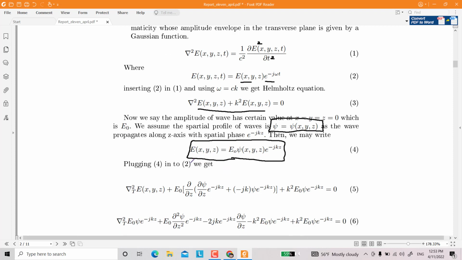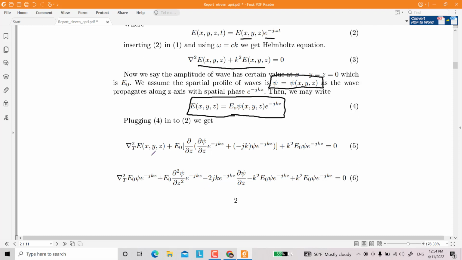So we come up with this equation number 5, where I have put del t square, t for transverse, for the transverse Laplacian operator, which is the Laplacian operator in x and y space, whereas I basically took the derivative with respect to z separately here, right? So this is the separate derivative with respect to the z axis.